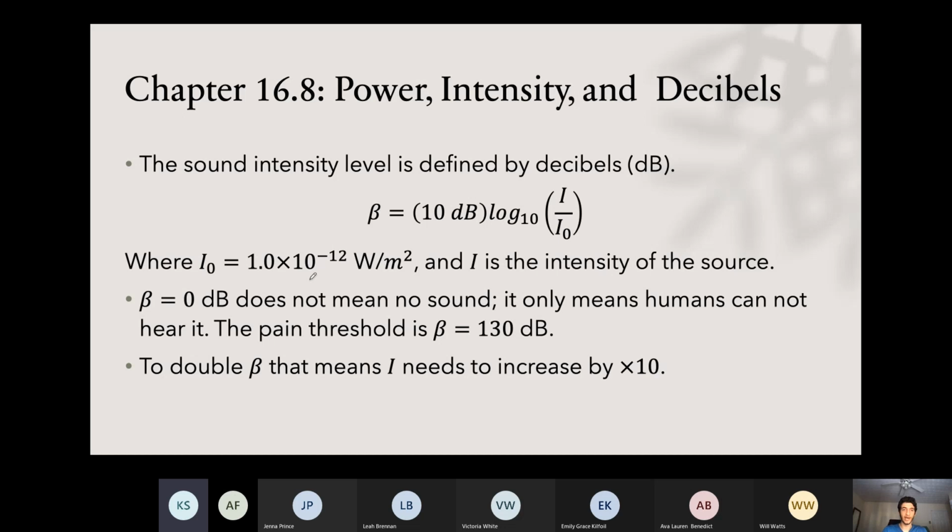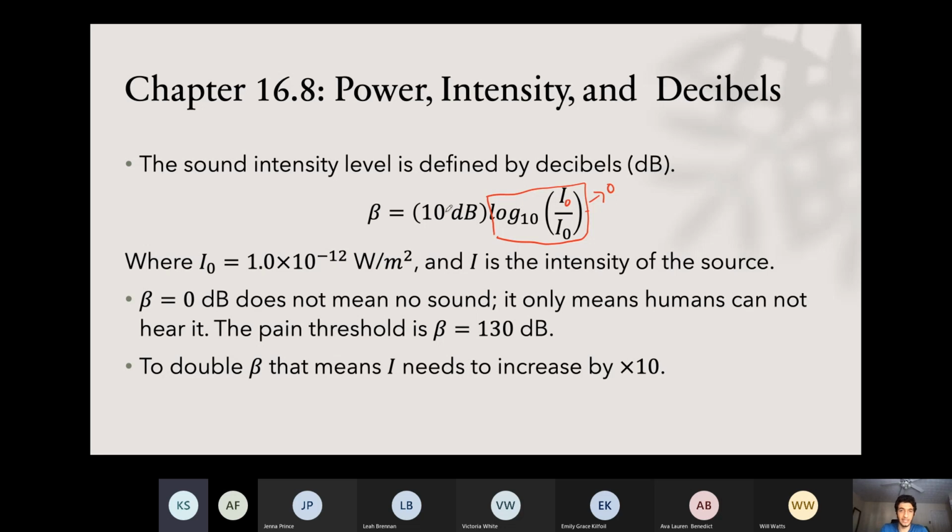So let's say you have something that has an intensity of I naught. That means we will have I naught over I naught, which takes the log to 0. So then your sound intensity level is 0. But when the sound intensity level is 0, that does not mean there's no sound. There is sound, but you as a human can't hear it. Other animals can hear it. And for humans, the pain threshold is 130 decibels.